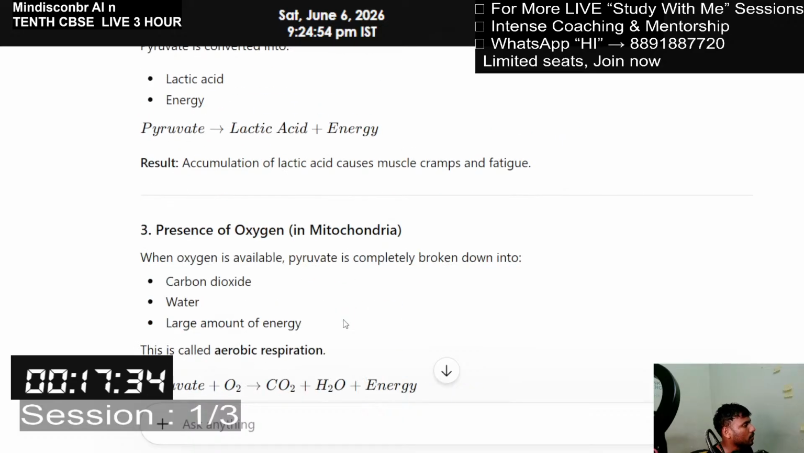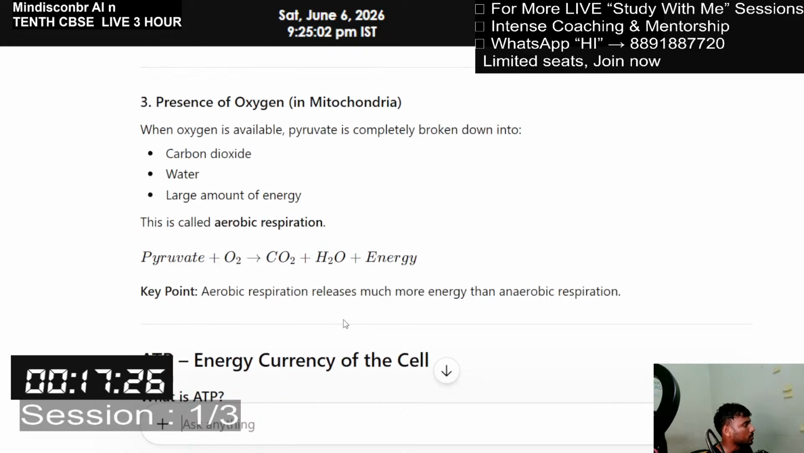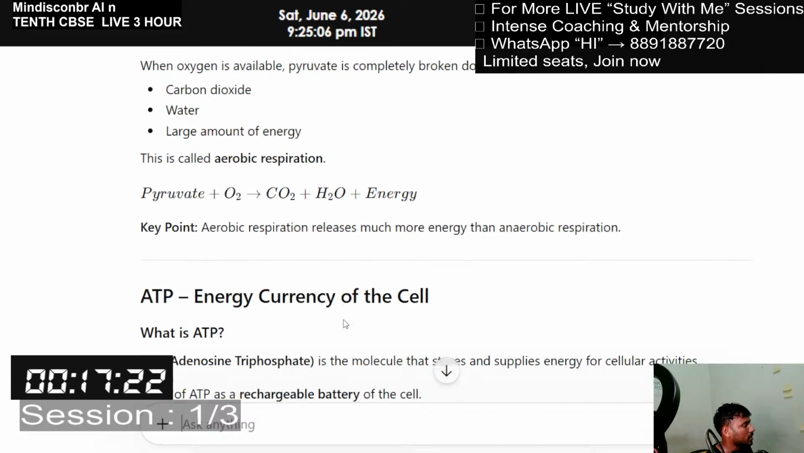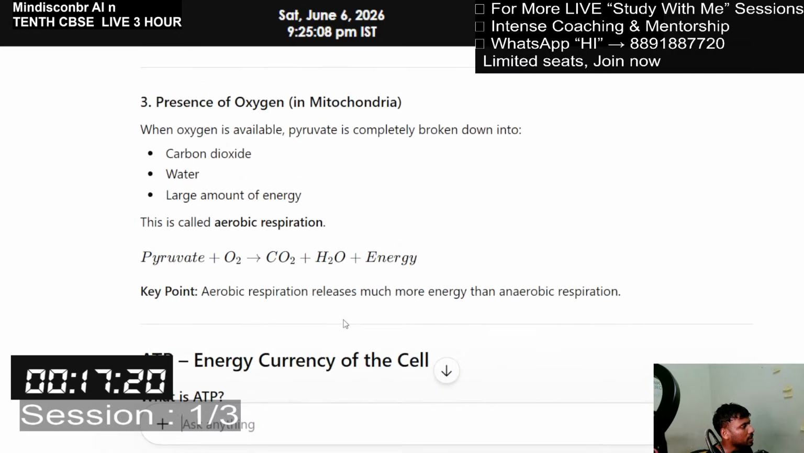And in the presence of oxygen in mitochondria, when oxygen is available, pyruvate is completely broken down into carbon dioxide, water, and a large amount of energy. This is called aerobic respiration. Pyruvate plus oxygen gives carbon dioxide plus water plus energy. Key point: aerobic respiration releases much more energy than anaerobic respiration.